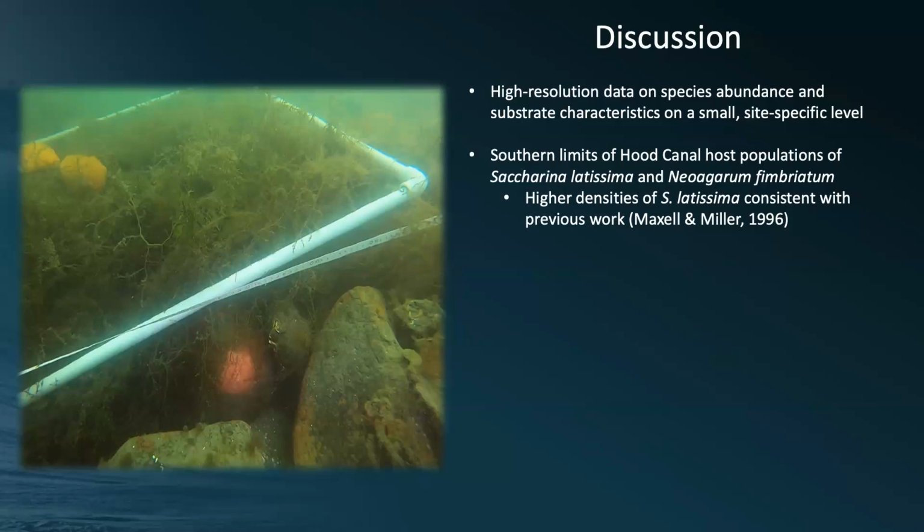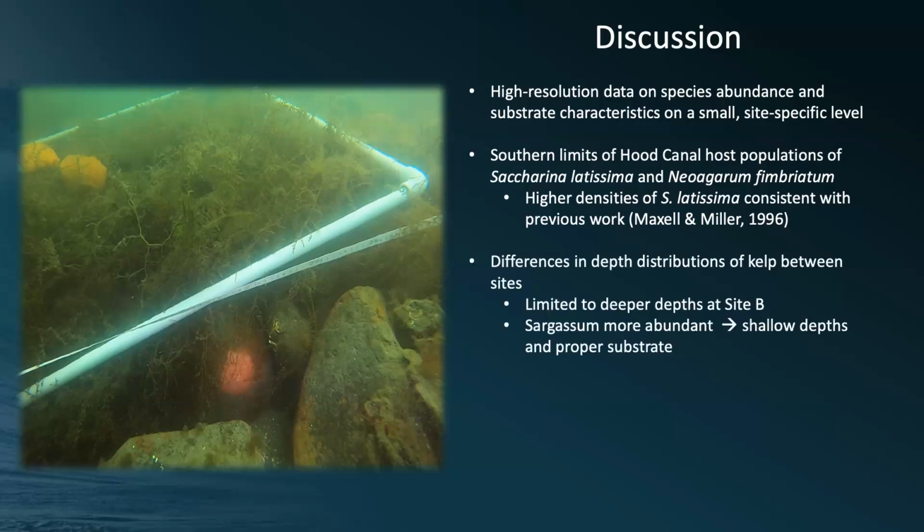And the higher densities of sugar kelp, S. latissima, is consistent with previous work done in Puget Sound. And like previously mentioned, the differences in depth distributions could have some implications with the kelp. At site B, the kelp were limited to deeper depths between 8 and 10 meters versus at site A, we basically found them through a lot of the depth distribution. And no kelp were observed above 6.1 meters at site B.